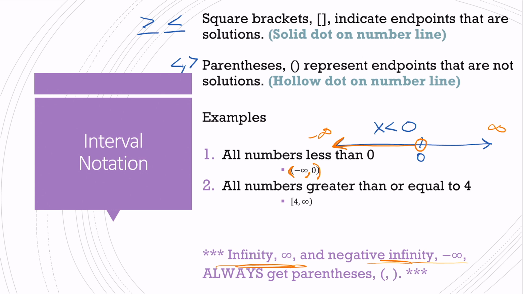If I have all numbers greater than or equal to 4, I could write that as x is greater than or equal to 4. I could also graph that. These are my very lazy number lines, so sorry. So 4 is included. That gets a closed dot because 4 would make this a true statement because it's greater than or equal to. And I shade to the right. So again, reading my number line from left to right, I hit 4 first. And since 4 is in my solution, it gets a bracket. And then I go all the way to infinity.